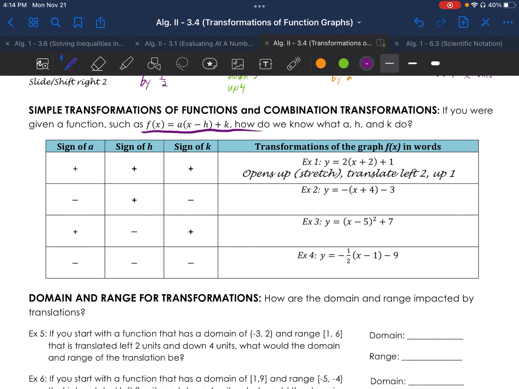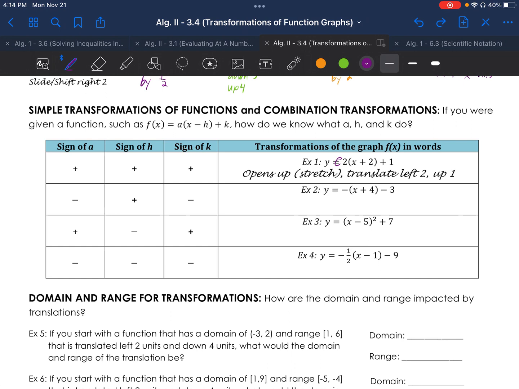So your base function is f of x is equal to a times parentheses x minus h plus k. And you notice a, h, and k all appeared from earlier. So a was with the scale factor, h was with the translation, specifically the horizontal, and k was with the translation, specifically the vertical. So how do we know what they do? Well, this is a table to help you figure it out.